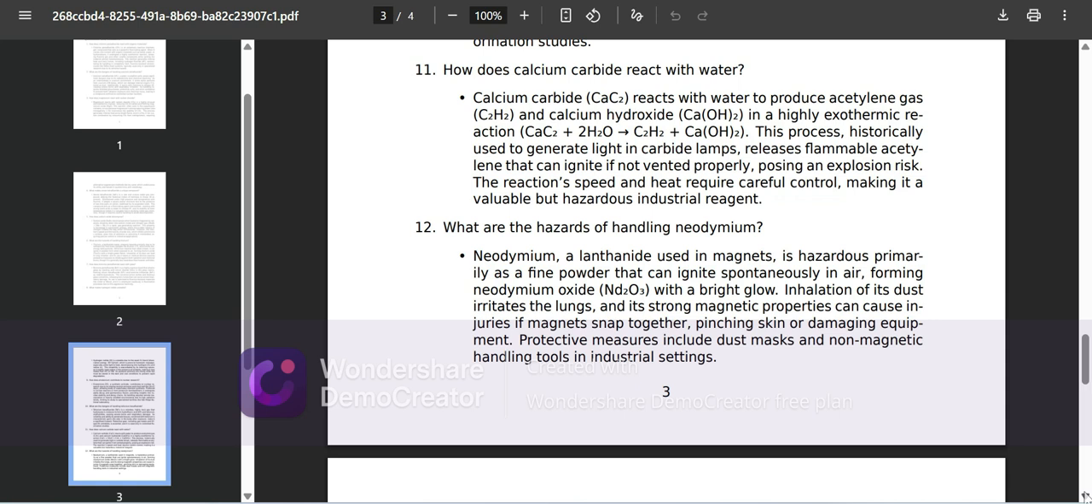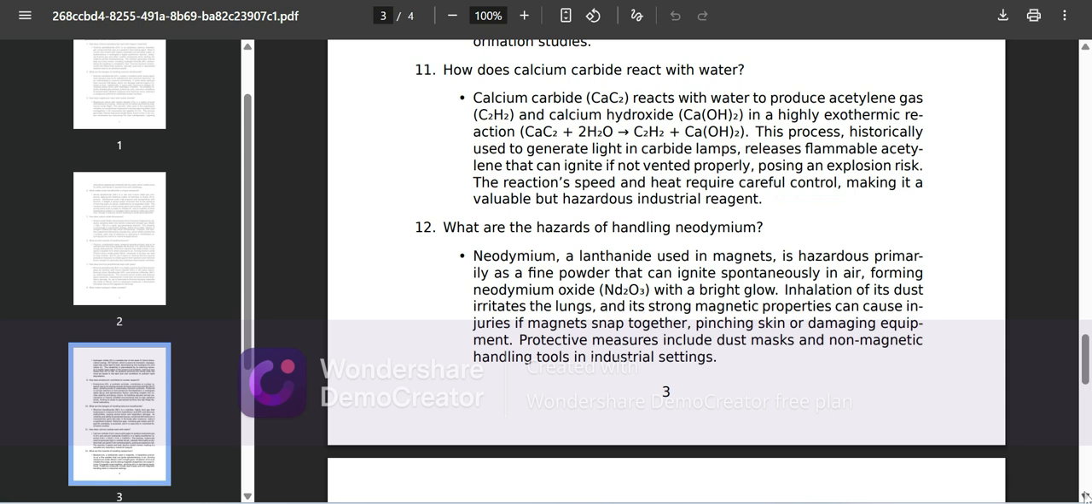CaC2 + 2H2O → C2H2 + Ca(OH)2. This process, historically used to generate light in carbide lamps, releases flammable acetylene that can ignite if not vented properly, posing an explosion risk. The reaction speed requires careful control, making it a valuable but hazardous industrial reagent.